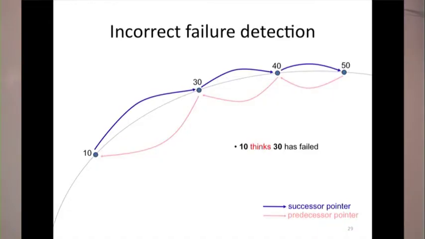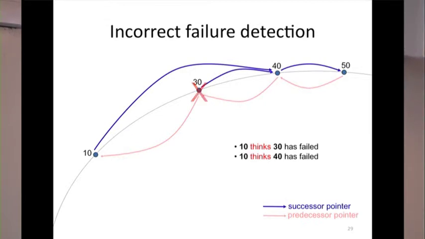I'll show you one of the problems that can happen due to incorrect failure detection. Let's say this is part of the overlay. All of a sudden, 10 is a bad node. It has a bad network link or something. It thinks that 30 has failed, when in reality 30 has not failed. It's still there, but 10 thinks that it's dead. So now 10 points to 40 instead. And since 10 is very bad, it also detects 40 as failed, so it's pointing to 50 as its successor.